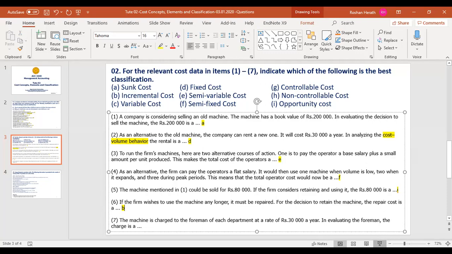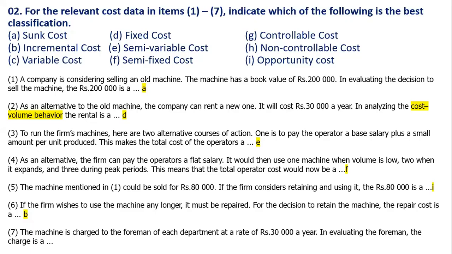Okay. The seventh one, the machine is charged to the foreman. So the one who is a supervisor, let's say a supervisor. A machine is charged to a supervisor of each department at a rate of 30,000 a year. In evaluating the foreman, the charge is what? Now I have provided you the context. I believe that you can easily pick the answer for that. The machine is charged to a supervisor of each department at a rate of 30,000.